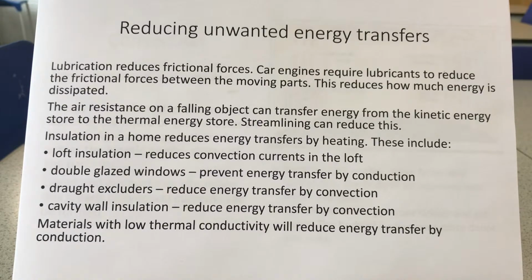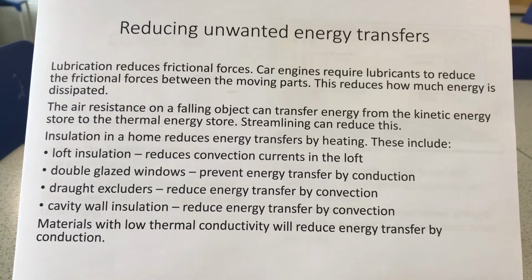So you can see where I've just talked about convection. Double glazed windows prevent energy transfer by conduction because the double layer of the window has basically a vacuum between the two layers, so it has all the gas removed, so therefore you haven't got the particles to transfer the energy. The loft insulation is just trapping lots and lots of gas. Draft excluders reduce energy transfer again by convection. You have them around the edges of the doors. You might have something at the bottom of the door.